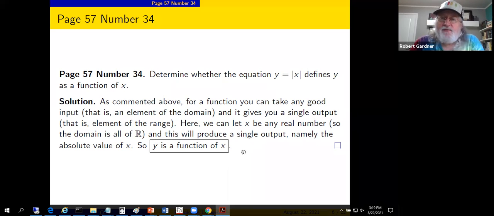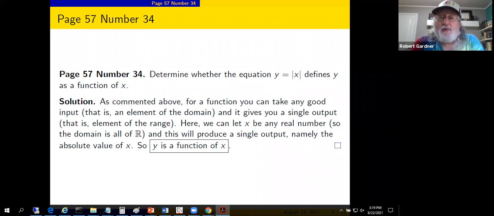It's a function. Y is a function of x. Its domain is all real numbers. What's its range? What do you get out of this function? You don't get negatives out because absolute values are never negative. You can get 0 out, put 0 in.